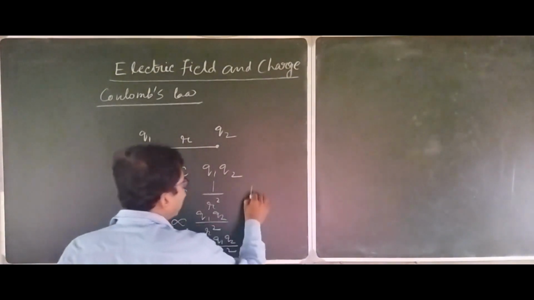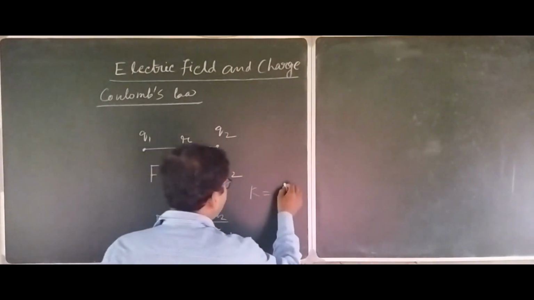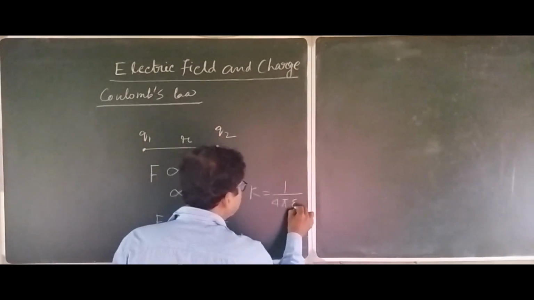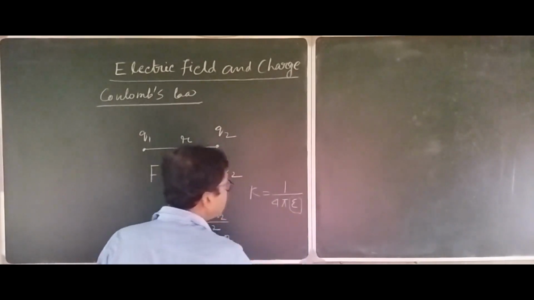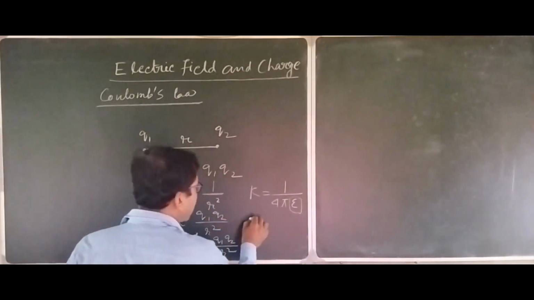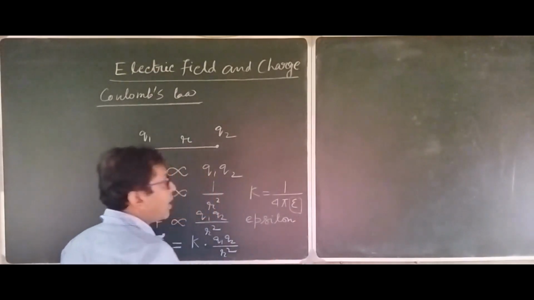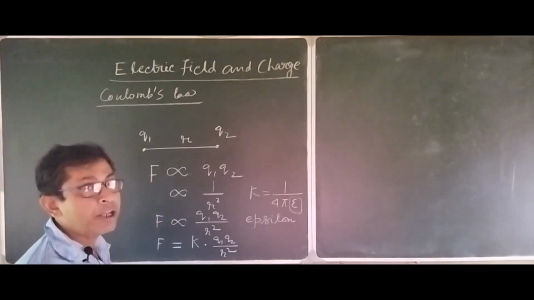Now, experimentally it is found that K's value is equal to this. And what is this quantity? Its name is epsilon, and it is called the permittivity of the intervening medium.